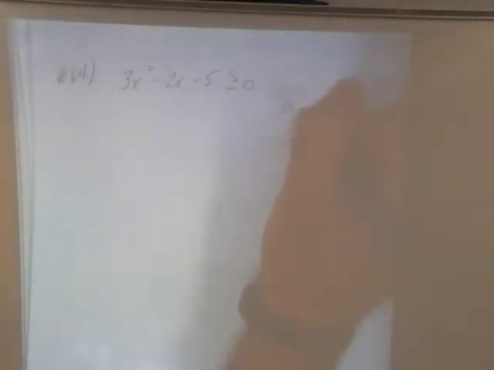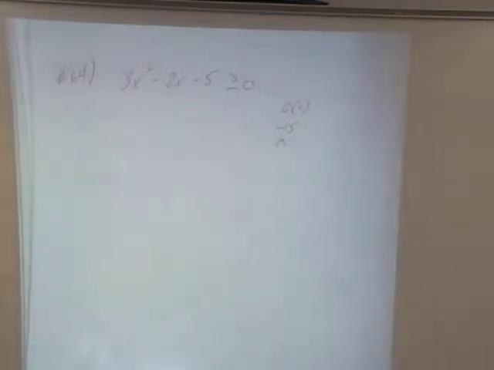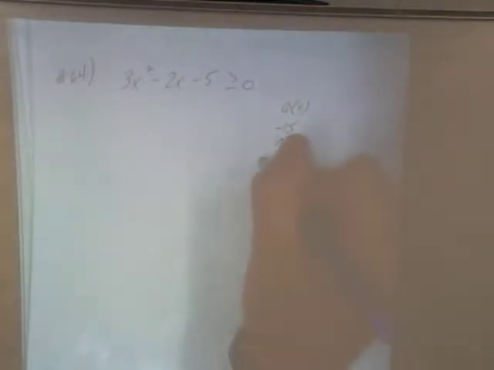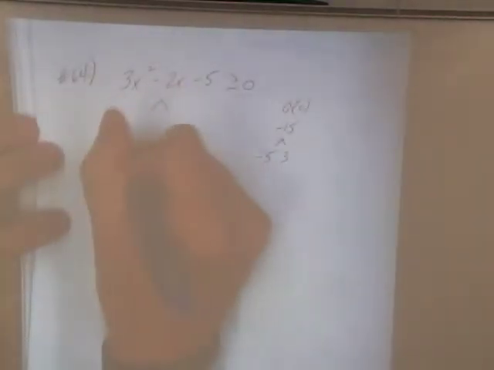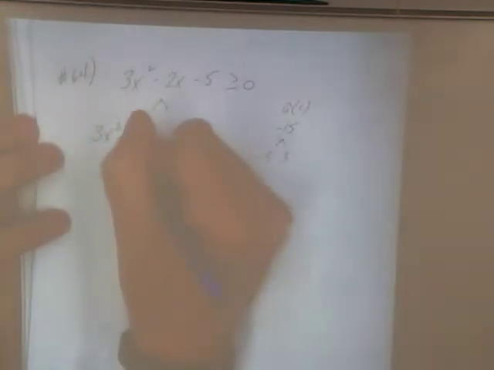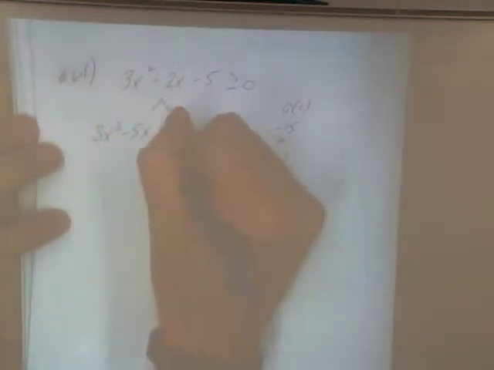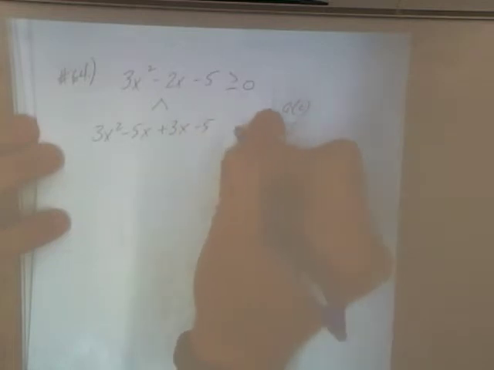So A times C is -15. Two numbers multiplied to -15 but add up to -2: -5 and 3. So we'll split the middle term. 3x squared minus 5x plus 3x minus 5.